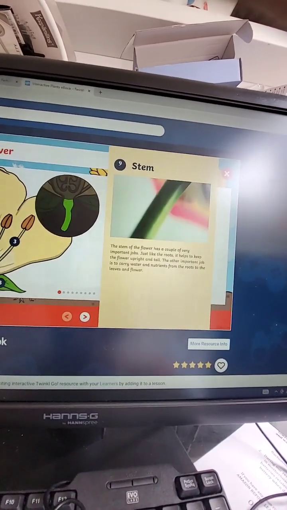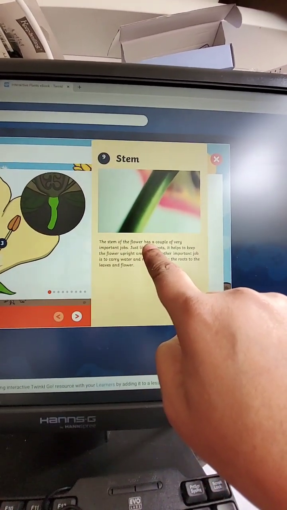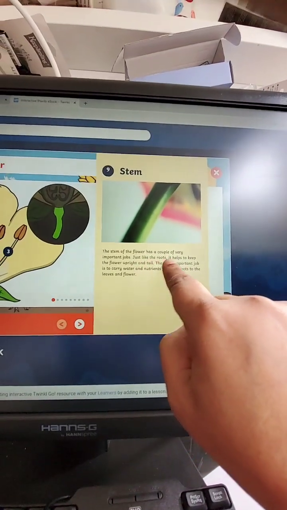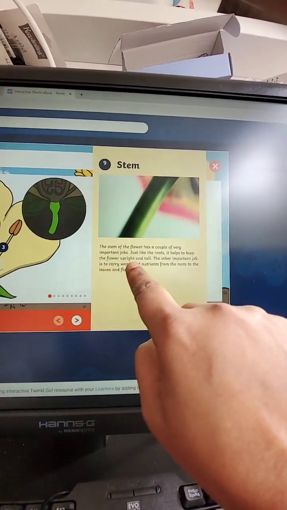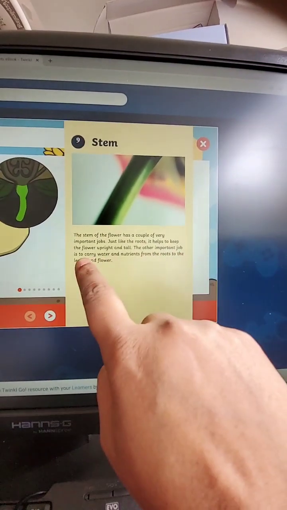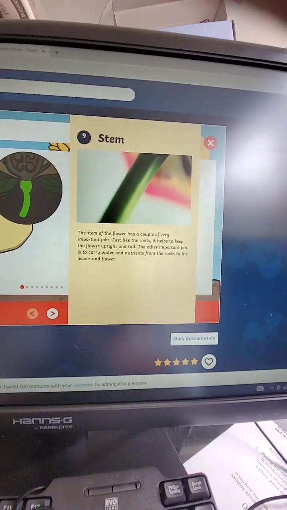Then stem. Stem of the flower has a couple of very important jobs. Like the root, it helps to keep the flower upright and tall. And another important job is to carry water and nutrients from the root to the leaves and flower.